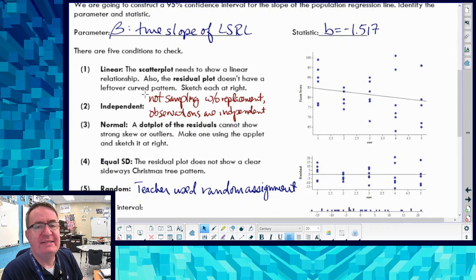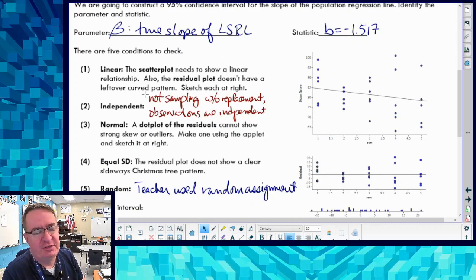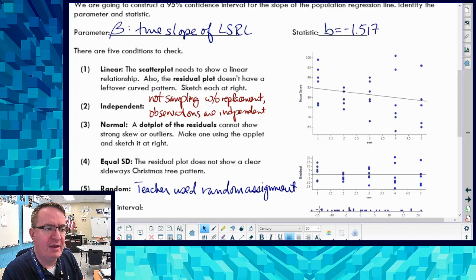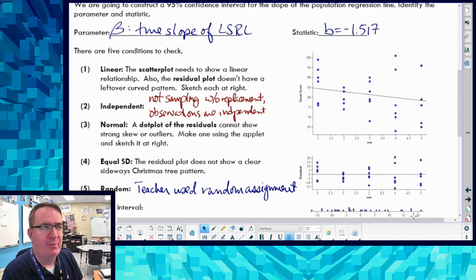Independent: we're not sampling here, so we don't have to worry about the replacement. Every observation is independent, so we're okay on that one. Normal: dot plot of the residuals. Again, remember, you don't want to see any skew in that. You can also look at how the dot plot falls out and see if there are any outliers or significant skew. We don't have that.